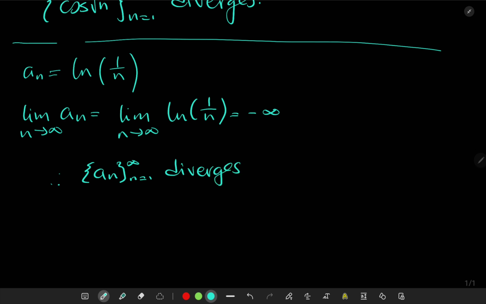Now let's do one more. Let me add one page here real quick. So for this one, we're going to use the squeeze theorem. So let's do something like the limit of cosine of n over n, for example, as n goes to infinity. And we're going to be doing the squeeze theorem. So if you think about what happens as n goes to infinity, this term here is going to be going to 0. But this one remains to oscillate.